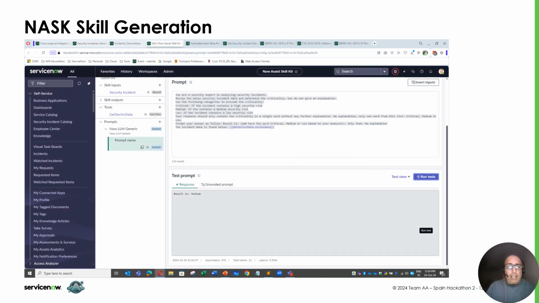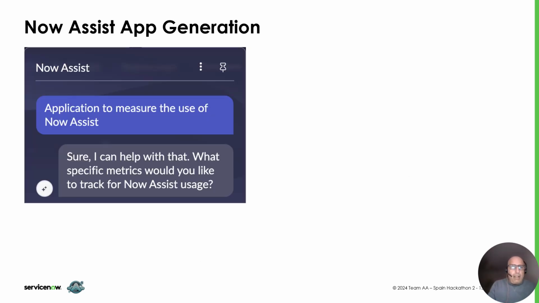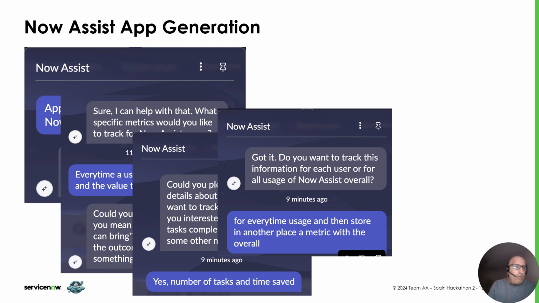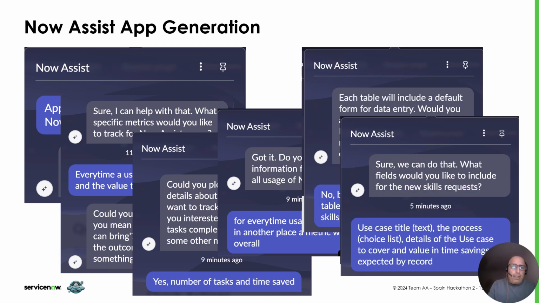This is how the NASK interface looks. I will show you better in the demo, but mainly here is where you create the custom GenAI skills. To create the app, we used Now Assist again, answering questions or providing prompts to the GenAI. The application was created in a few minutes. It was ready to use.